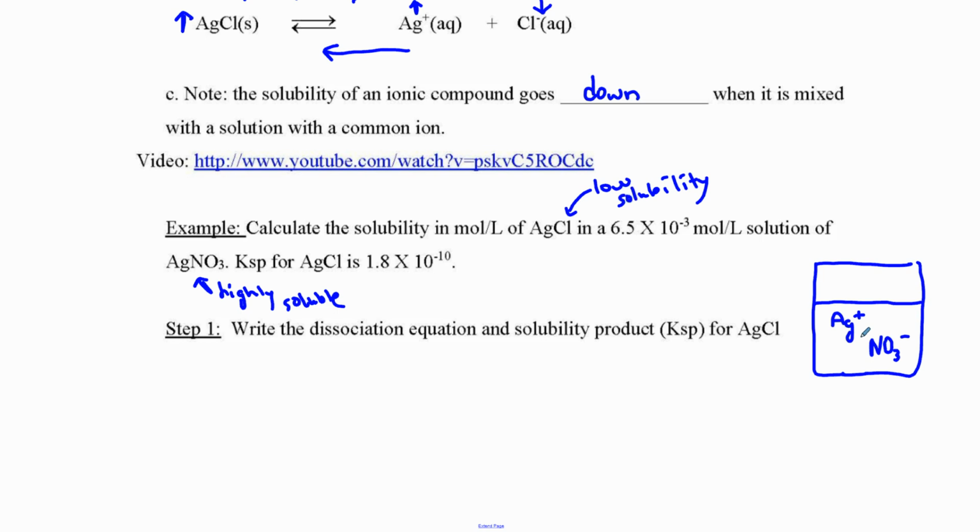So we've got a 1-to-1 ratio here, right? For every one silver ion, there's one nitrate ion. So that means that the concentration of silver ions is 6.5 times 10 to the negative 3, and same with the nitrate.